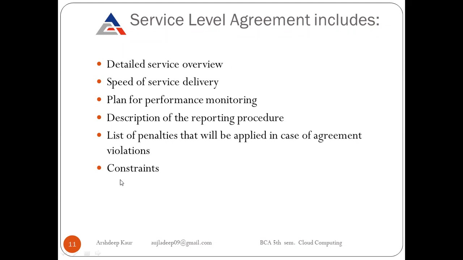And the last is constraints. We have different types of constraints, so it provides a detailed description about the constraints. So in its definition, it has a service overview, speed of service delivery, plan for performance monitoring, description of reporting procedure, list of penalties that should have to be paid by the cloud service provider, and the last is constraints. Constraints means restrictions.